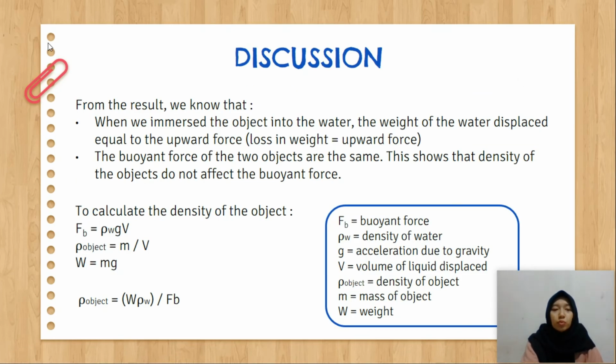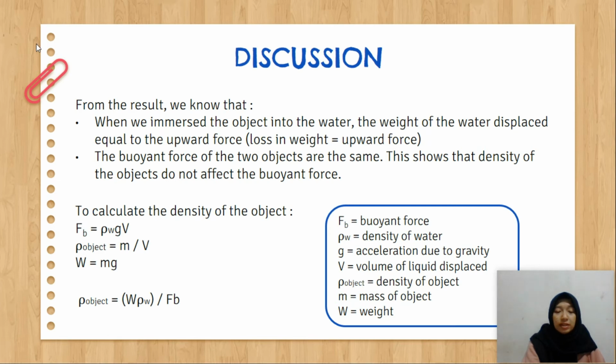From the result, we know that when we immerse the object into the water, the weight of the water displaced is equal to the upward force. Or in other words, we can say that the loss in weight is equal to the upward force. Then, the buoyant force of the two objects is the same. This shows that the density of the object does not affect the buoyant force.